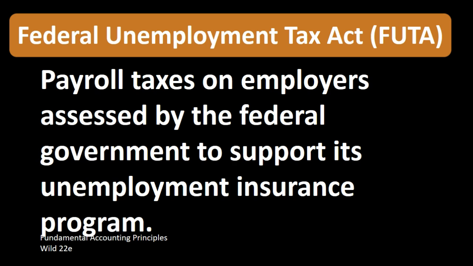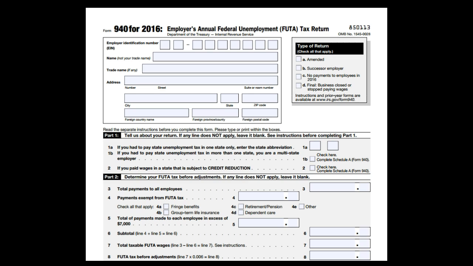Because the FUTA tax is going to be far less than a tax such as the FICA taxes of Social Security and Medicare, the reporting is not quarterly for the FUTA taxes. It's only going to be once a year. So the 940 here is where we report the FUTA tax. Don't get it confused with the 941, where we report the FICA tax, Social Security, Medicare, as well as the federal income tax withheld from the employees.